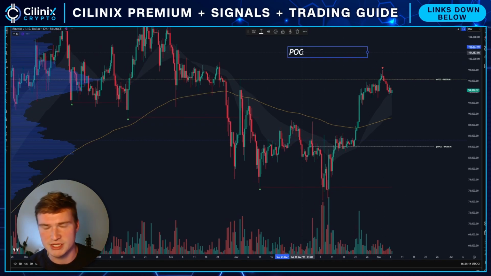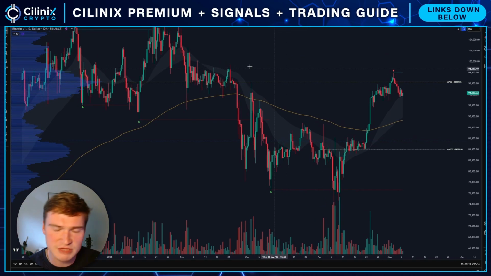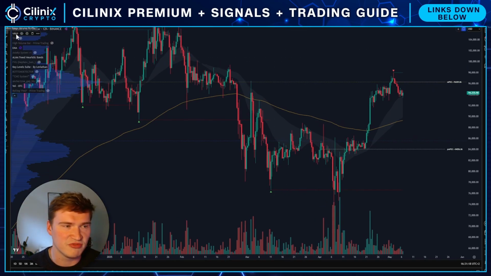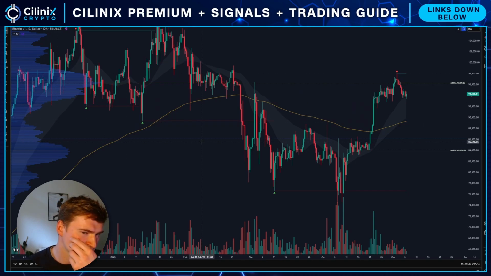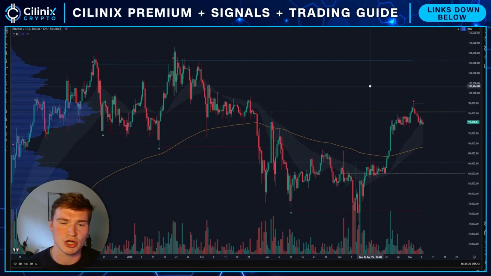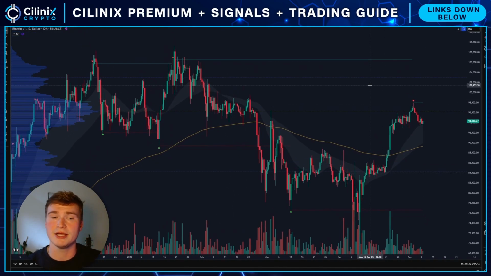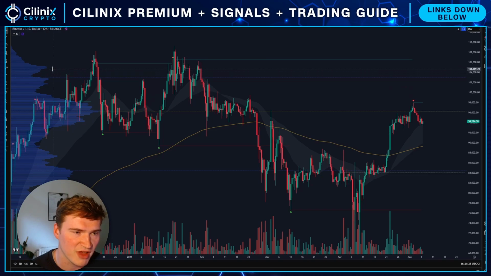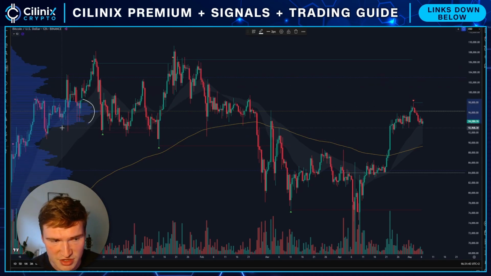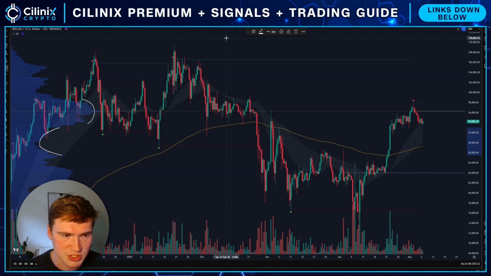Now there's two different ways to find POCs. First of all, you can have a VRVP, so a visible range volume profile. That's what you can see here to the left, right? So those are those blue bars. And basically for the entire chart you can see on the screen, it calculates how much volume was there at each level, right? So you can see these bumps and you can see these valleys right here. If there's a bump like this, a lot of volume was transacted there. If there's a valley, not a lot of volume was transacted there.